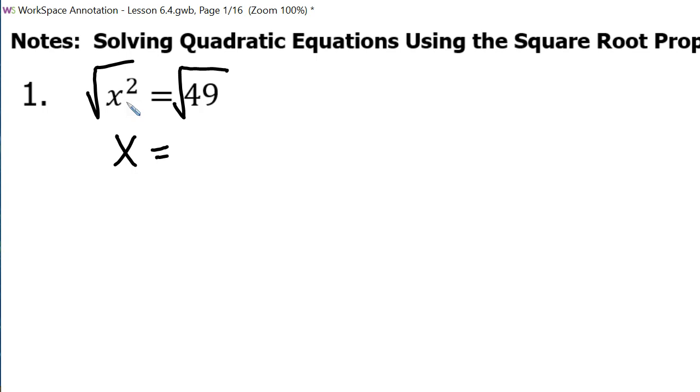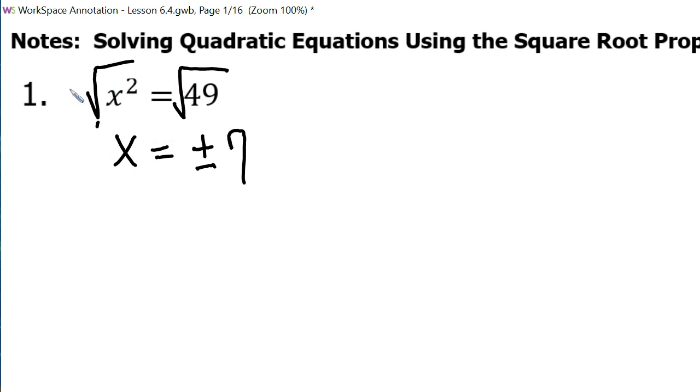Now when we square root the right side, what is the square root of 49? 7 is one answer, but there is another number that you could square to also get 49. Negative 7. What's negative 7 times negative 7? 49. So whenever you take the square root, you're going to have two answers. You're going to have a positive and negative square root of 49. So plus or minus 7. That's the answer.